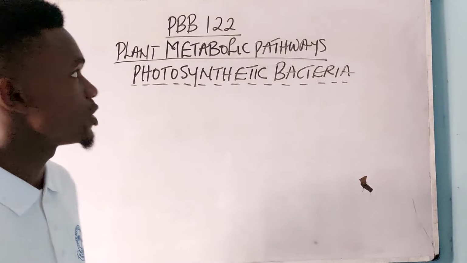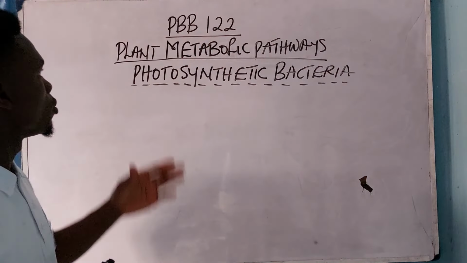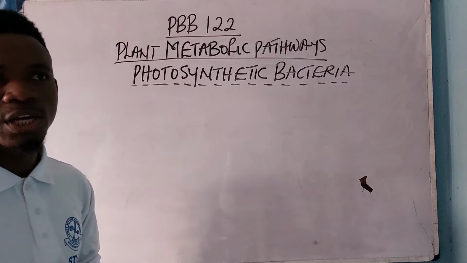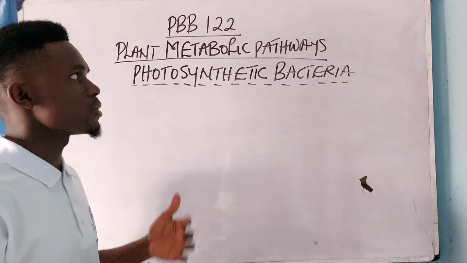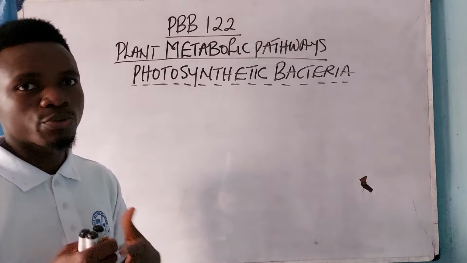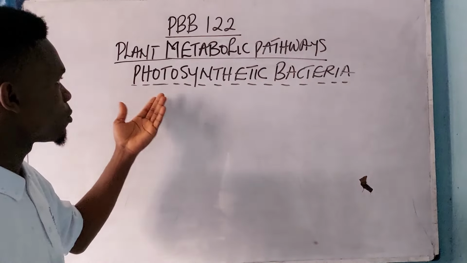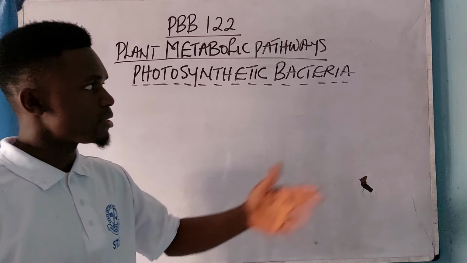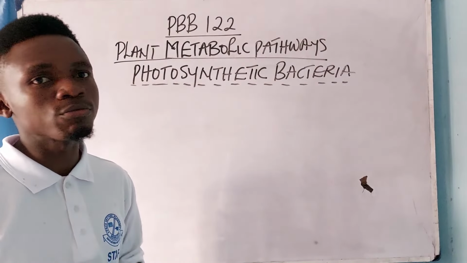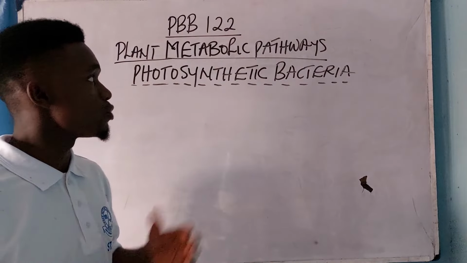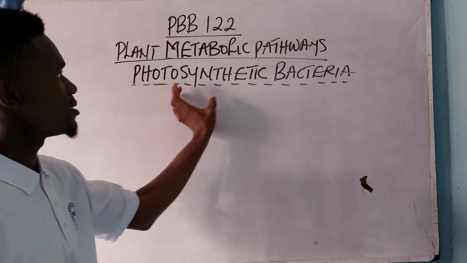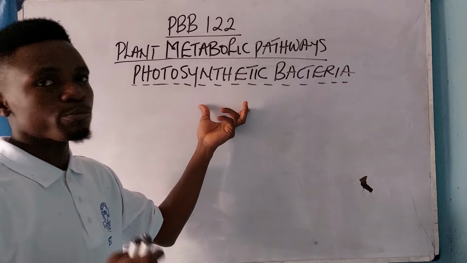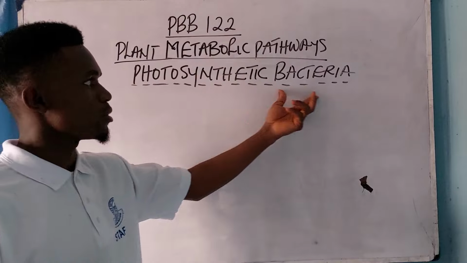In today's video, I shall be taking us PBB 122, a topic called Plant Metabolic Pathways. This is one of the most challenging topics in PBB, but by God's grace, as you get started, you'll get used to it bit by bit. Now you have a subtopic called photosynthetic bacteria. These are bacteria that are capable of producing their own food. The word photo means they use light. Synthetic means to produce. The bacteria which make use of sunlight for food production are called photosynthetic bacteria.